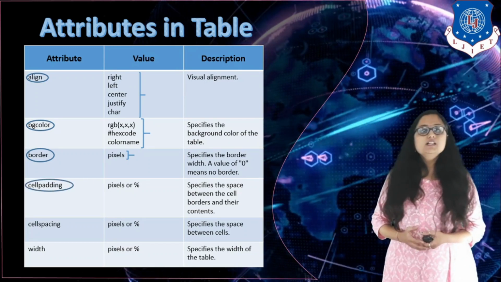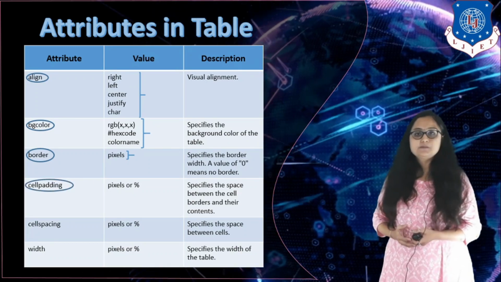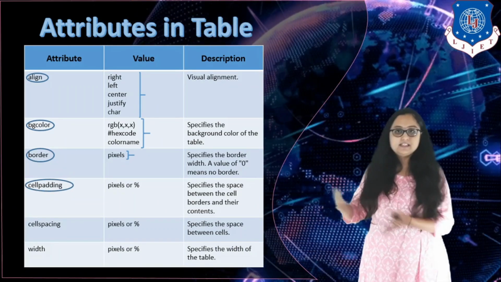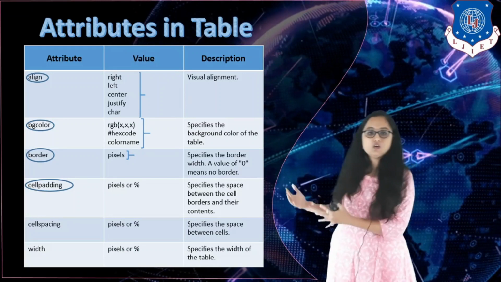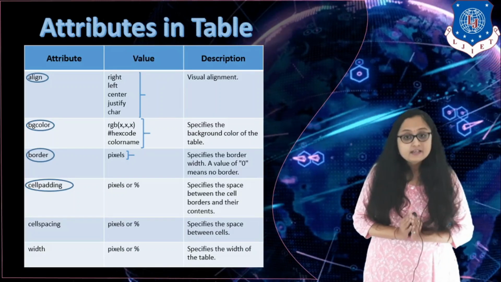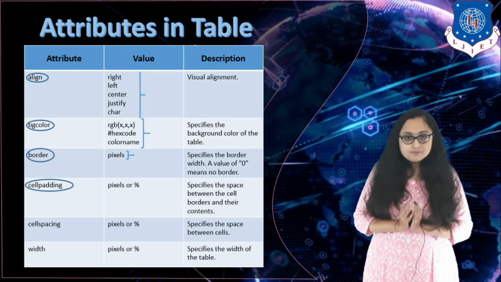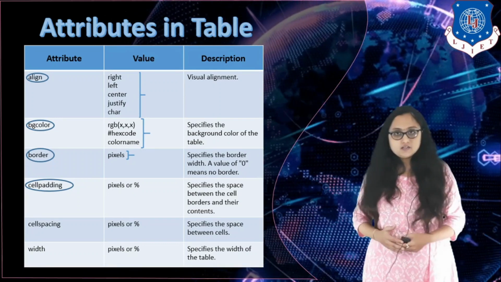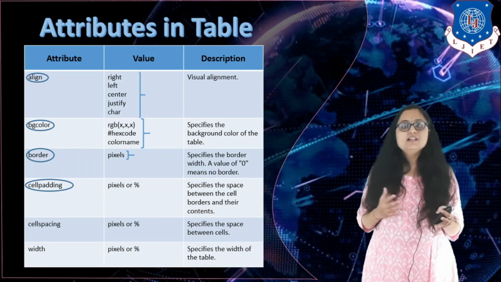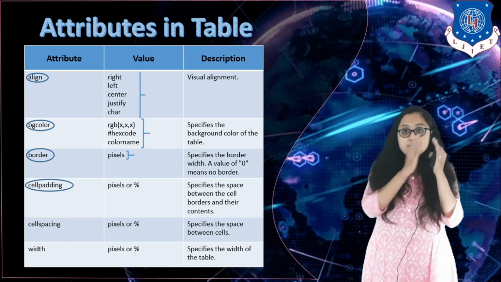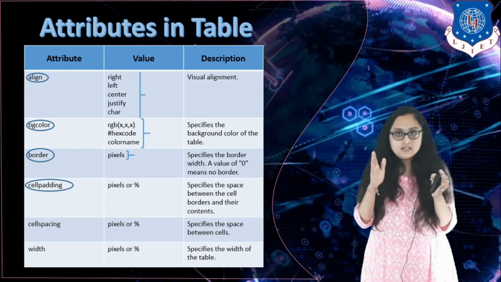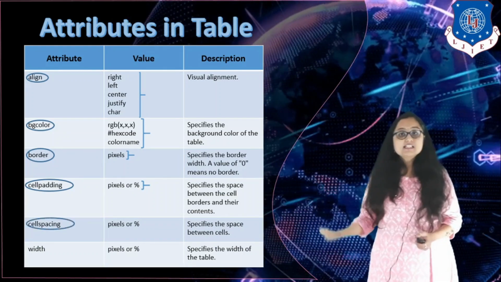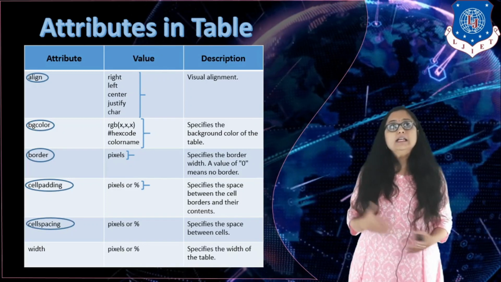The next is cell padding and cell spacing. Now we are going to study what cell padding and cell spacing are with an example, but for now understand that cell padding basically defines the space between the cell border and its content. Basically cell padding is the space that you have between the border and your cell content, and you have to specify the value in pixels, whereas cell spacing is the inter-cell space.